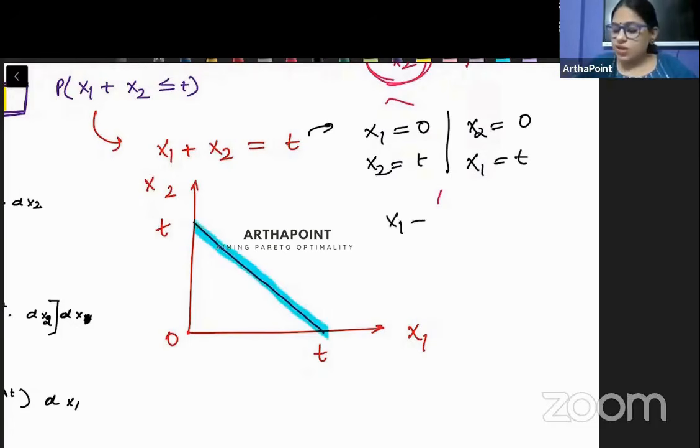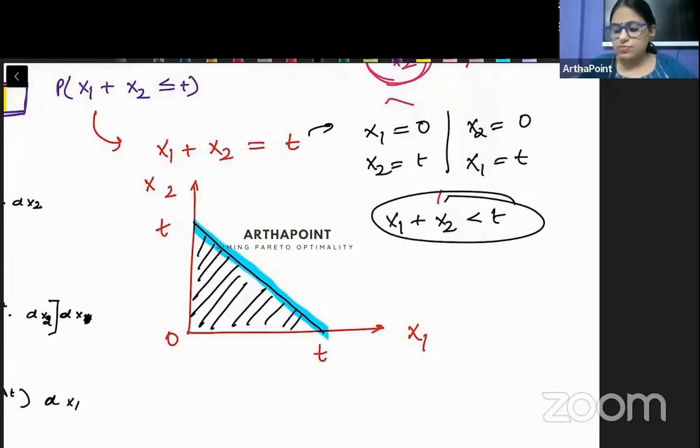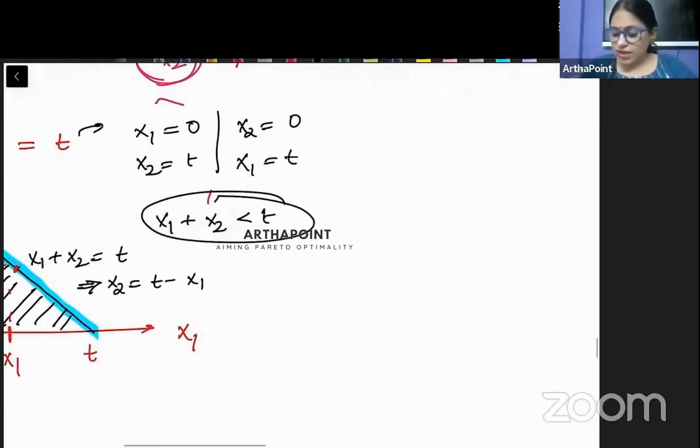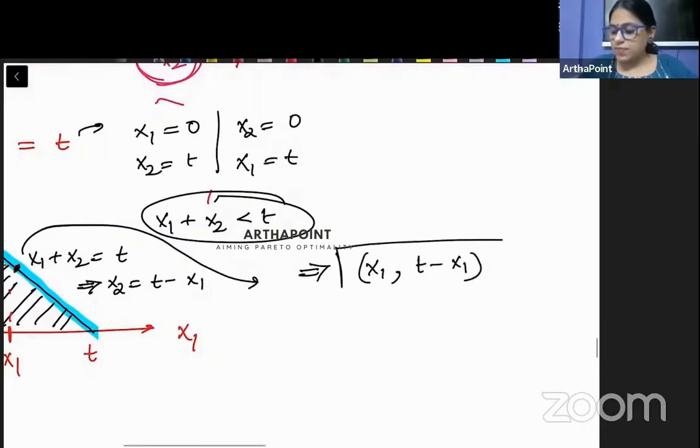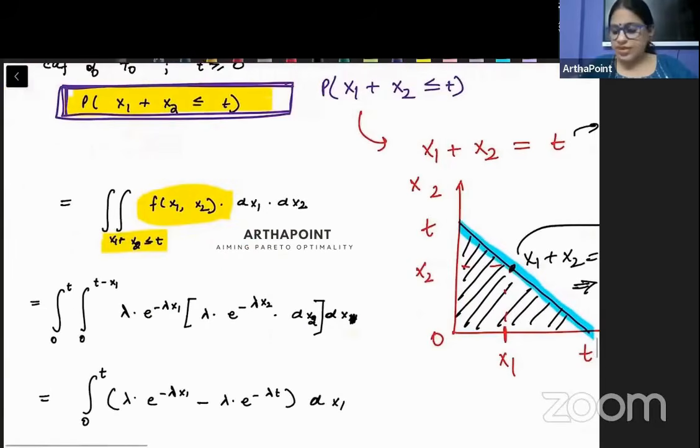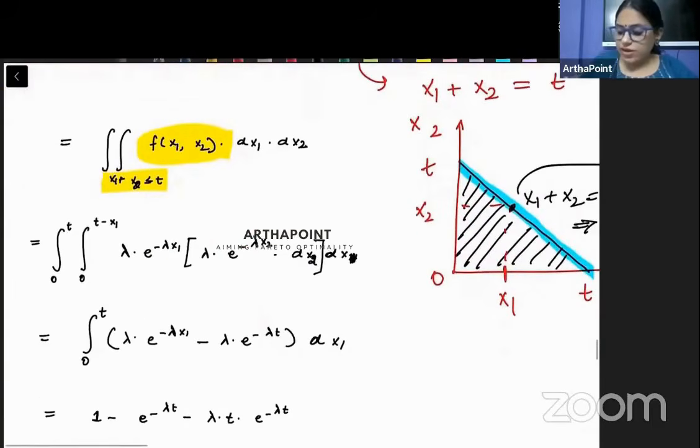Now when I tell you that x1 plus x2 is less than t, you will shade inside. Now if I take any point on the line, suppose this is x1, then this point is x2. Because this is on the line, we know that x1 plus x2 should be equal to t. So from here, x2 will be t minus x1. The coordinates of any point here can be rewritten as x1 comma t minus x1.